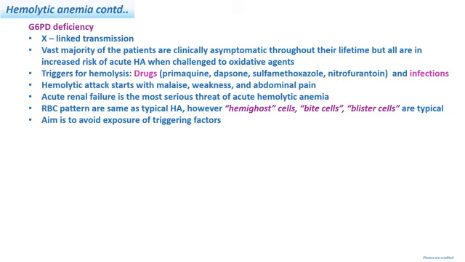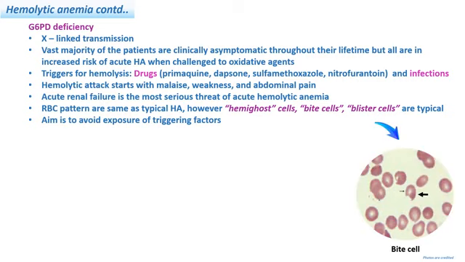Hemolytic attack starts with malaise, weakness, abdominal pain. Acute renal failure is the most serious threat of acute hemolytic anemia. RBC patterns are the same as typical hemolytic anemia. However, semi-ghost cells, bite cells, blister cells are typical. Aim is to avoid exposure to triggering factors. This is an example of a bite cell.